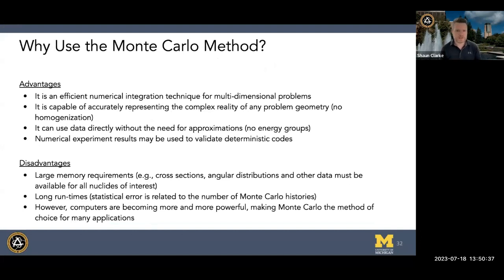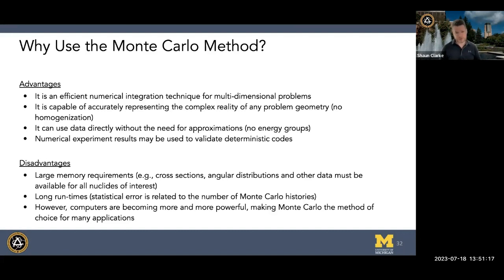All right, this is my final slide, just to talk again about Monte Carlo. Why do we use it? When is it used? So there's a number of advantages to Monte Carlo. It's efficient for multidimensional problems because you have all the random sampling capability. It allows you to represent complex geometries in a real way. So we don't need to do any homogenization. It's using full pointwise data. So we're not reliant on how well we can homogenize a certain region of our calculation. Whereas deterministic methods often require homogenization.